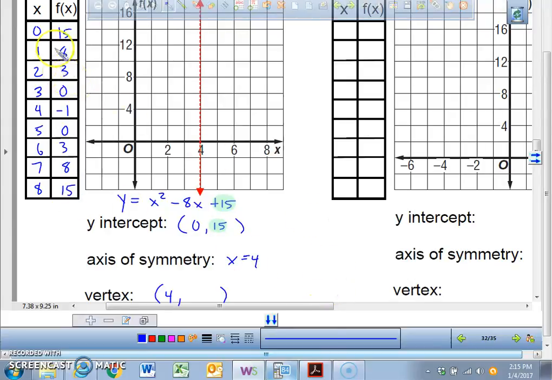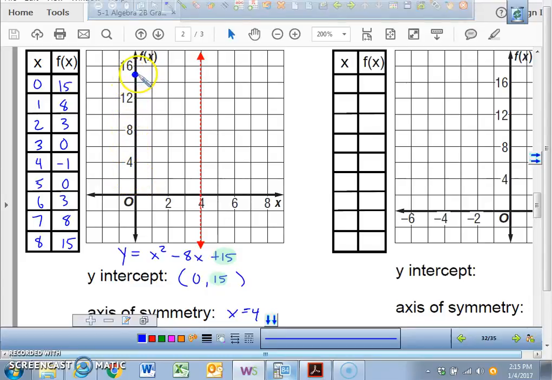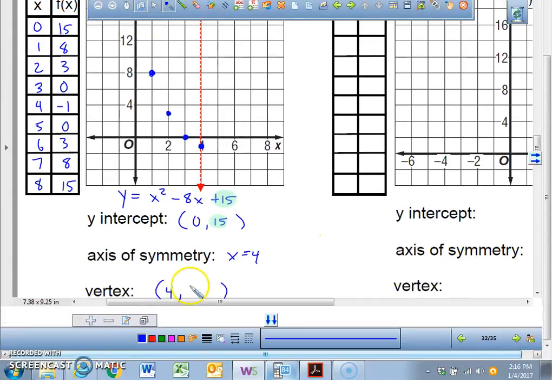Okay? So right now we're going to take this right here and we're going to actually graph these. Let's move this down a little bit. Plot 0, 15. Right there. There's 0, 15. Notice these are all counting up by 2s. 2, 4, 6, 8. Keeps going up to those 15 right there. We've got a 1 and an 8. There's 1, 8. 2, 3 will be right about here. 3, 0 is going to be right here. 4, negative 1, right here. Notice there's our vertex. All right, so we actually just found our vertex. It's at 4, negative 1.